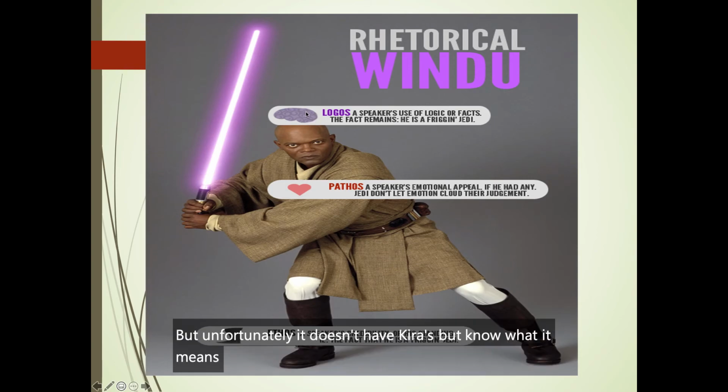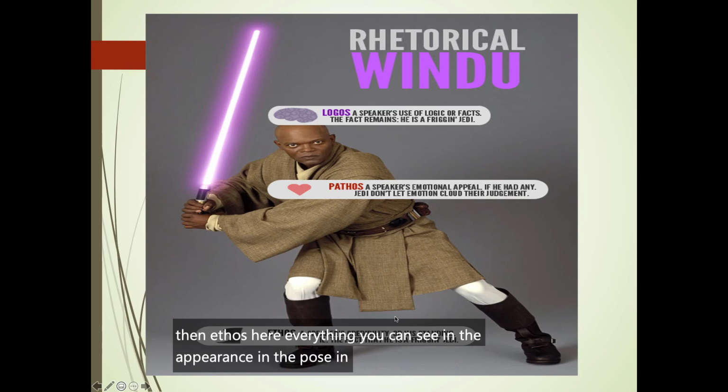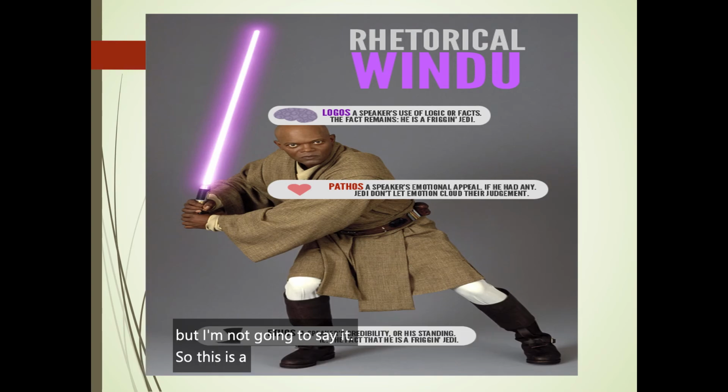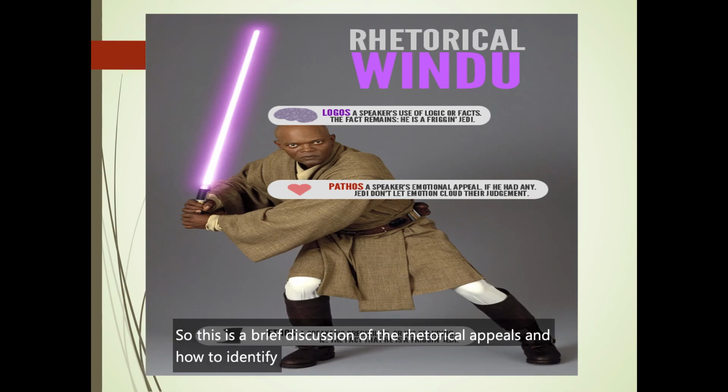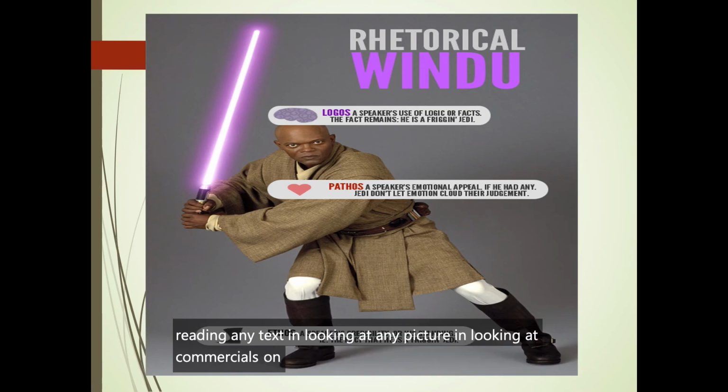So logos, your brain; pathos, your heart; and then ethos here, everything you can see in the appearance, in the pose, in the look. And once you see this picture, what do you think about? I know your answer, but I'm not going to say it. So this is a brief discussion of the rhetorical appeals and how to identify them in reading any text, in looking at any picture, in looking at commercials on TV, ads or flyers you see around.